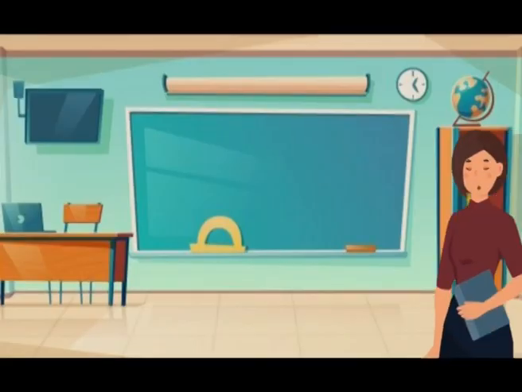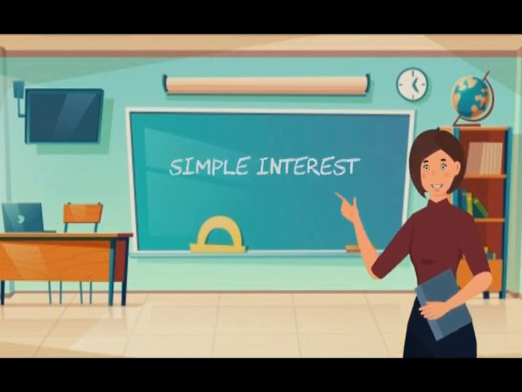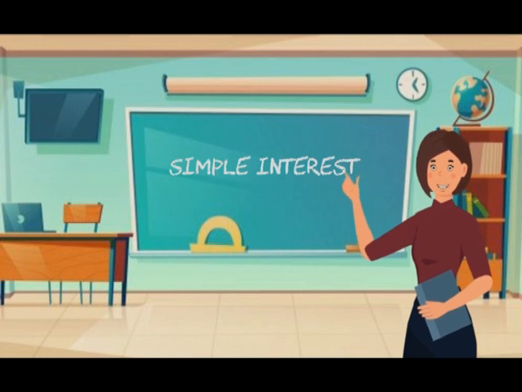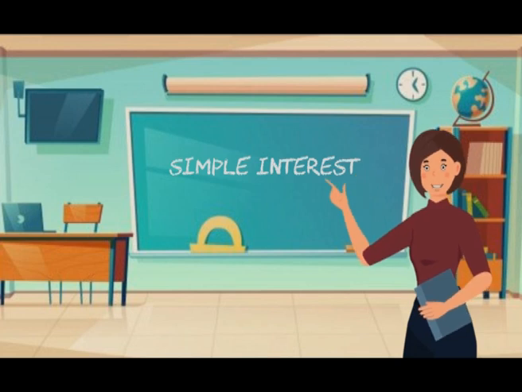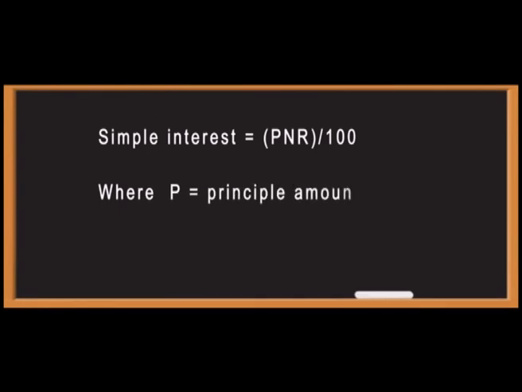Today we are going to deal with simple interest, which is one of the important parts of the quantitative aptitude test. In order to solve the sums in simple interest, there is only one formula that you need to know, which is simple interest is equal to PNR by 100, where P is the principal amount, N is the number of years, and R is the rate. So, what is basically simple interest?